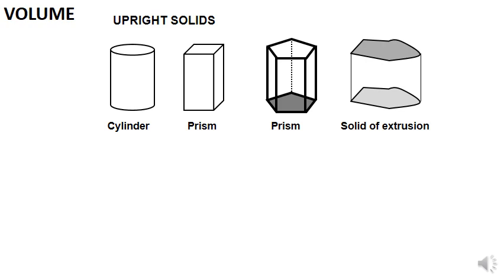To compute the volume of this solid, our formula is only to compute the area of the base, multiply it by the height. Assuming the height of the solids is h, then we can compute the volume of the solids using this formula. Area of the base times the height of the solid.